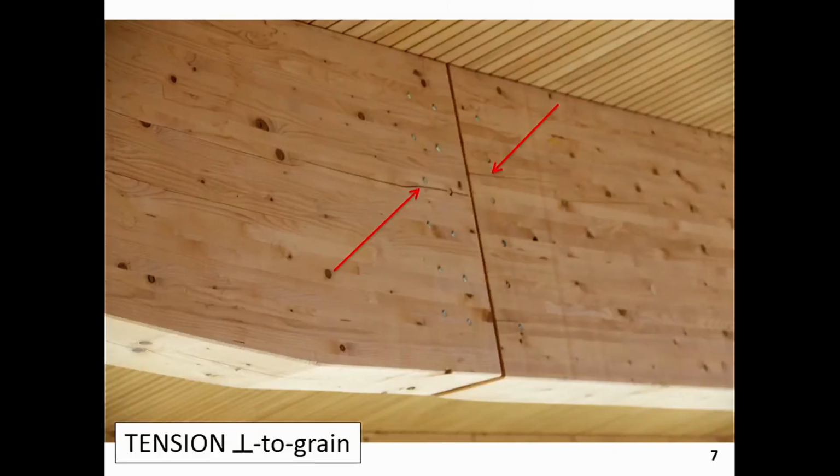You get tension perpendicular to grain, very prominent in Europe, where they use one big steel plate that restricts the movement once they put all these fasteners in. The wood has nowhere to go. It wants to shrink under normal dry surface conditions, and they get a significant split. That structure is 1 year old. One year old in Germany. So not a good look.